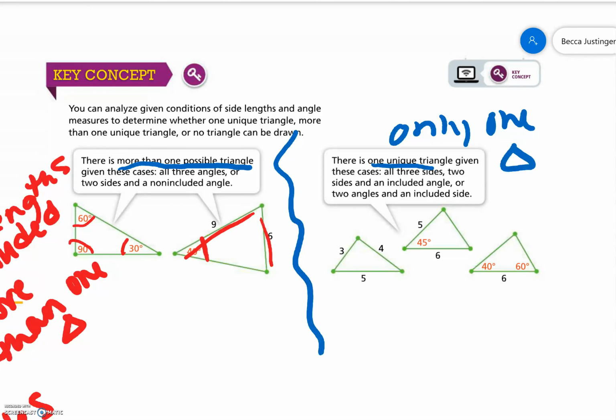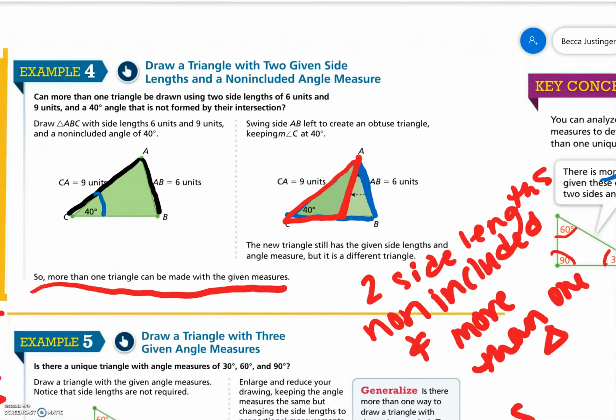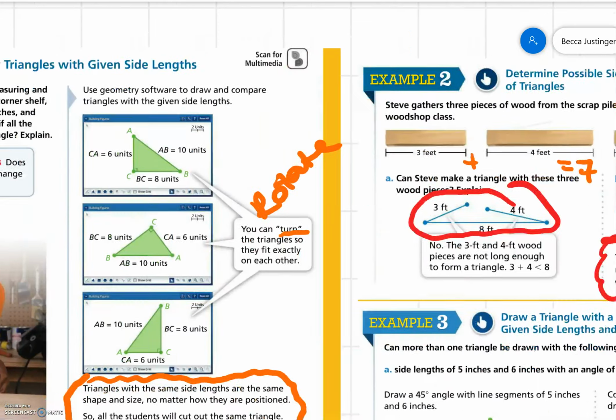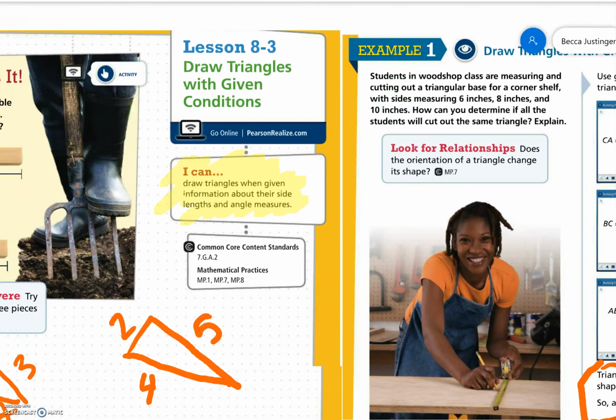Alrighty, 7th grade. Yeah, 7th grade. Let's say it. I can draw triangles when given information about their side lengths and angle measures. Have a great day.